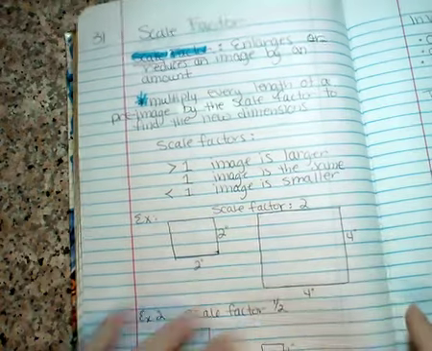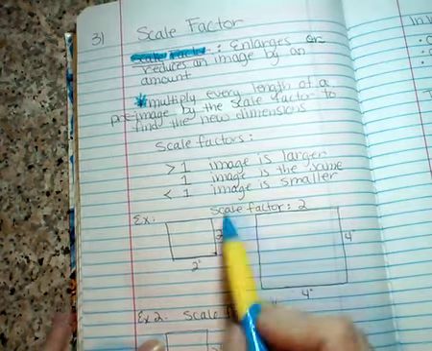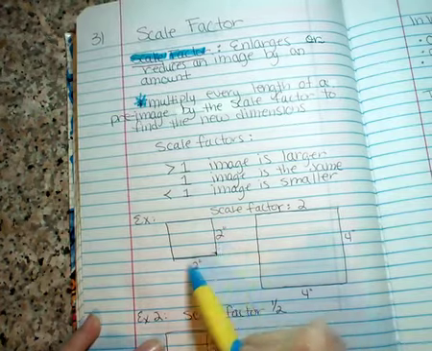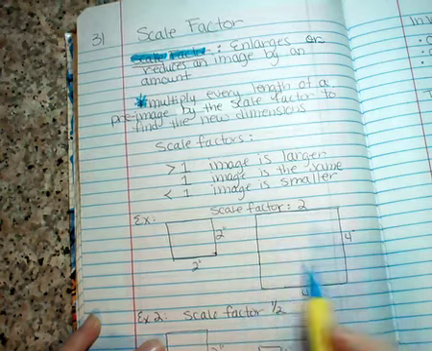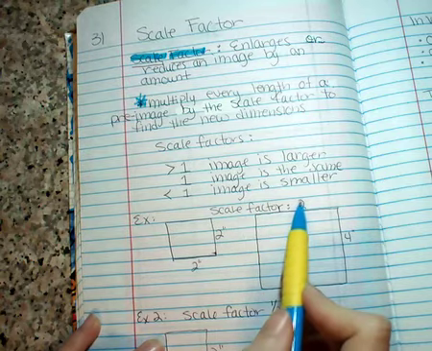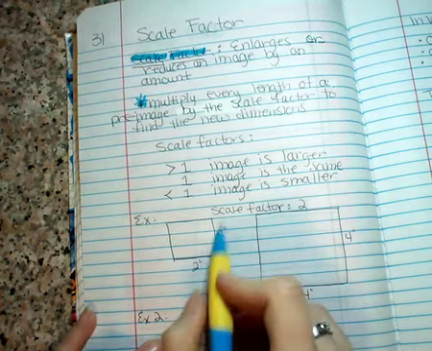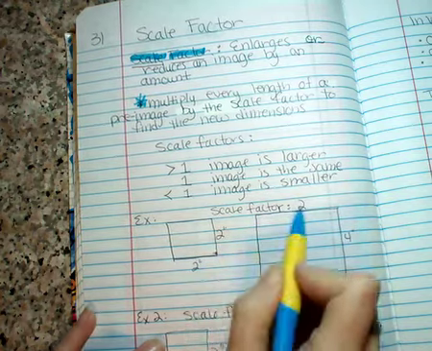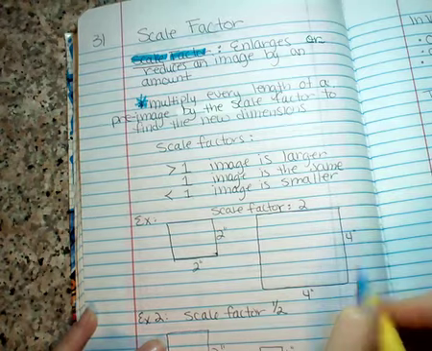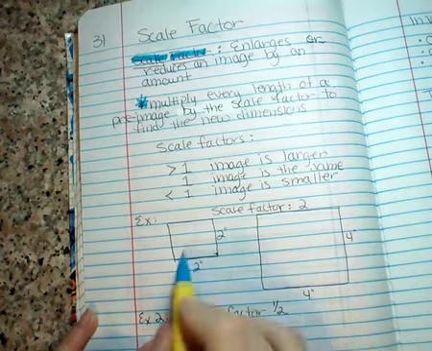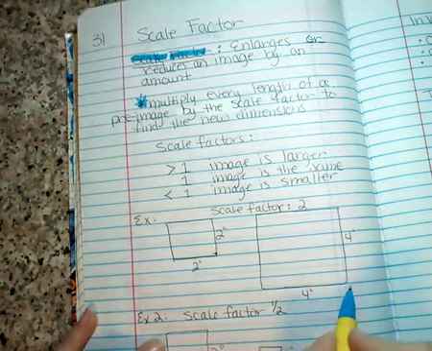So for example, here we have a square that is 2 inches by 2 inches, and if my scale factor is 2, it is greater than 1, so I should have an image that is larger. And we're going to multiply every side length by our scale factor of 2. So 2 times 2, our new side length should be 4, and since this side was also 2, the other side is also going to be 4.